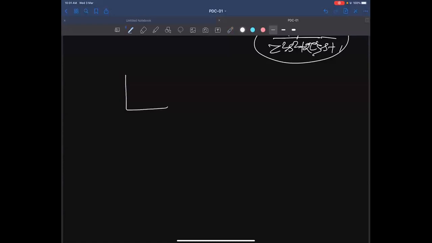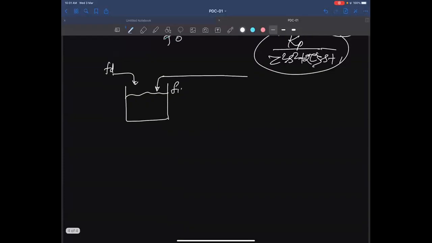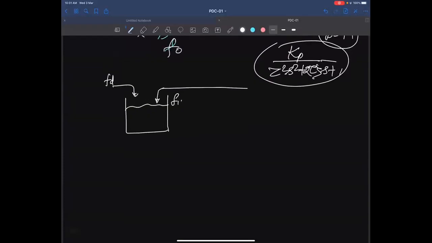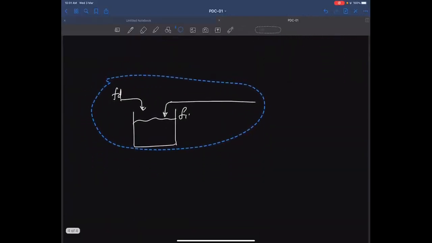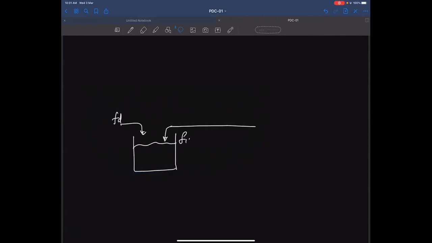We want to have a level system. Of course, with a level system, then we will generalize. We have Fd entering, and there is Fi entering. Let me draw it straight. The level of the system is here, and there is an outflow which has a resistance R and flow F naught. Okay, there is an outflow.